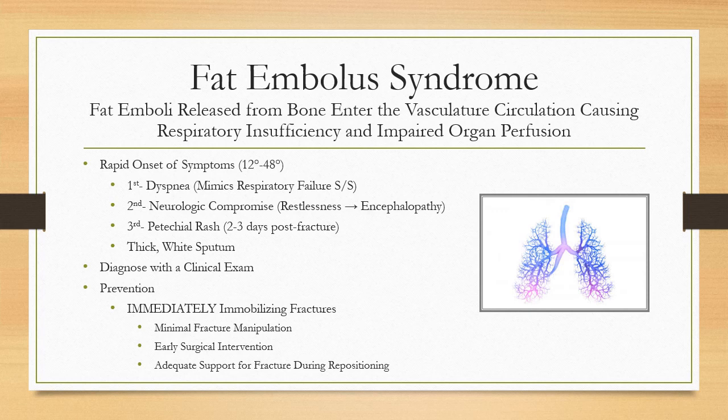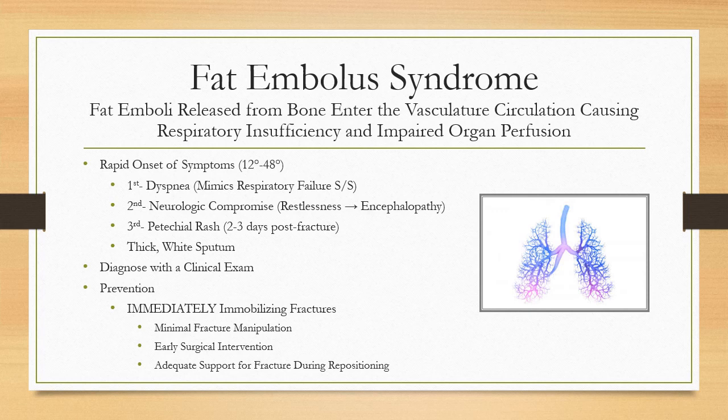Encephalopathy just means that the brain is not working normally. So all of those types of symptoms of confusion, restlessness, agitation. Those fat globules can also block up little capillaries in the skin, and those capillaries break open, leading to petechiae, typically on the upper chest, the neck. So a petechial rash is forming. Okay, so those are the three main ones: shortness of breath, neurological symptoms, and petechial rash.